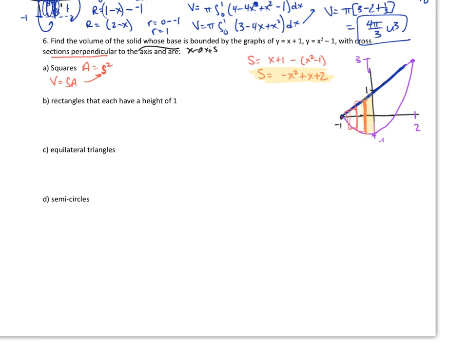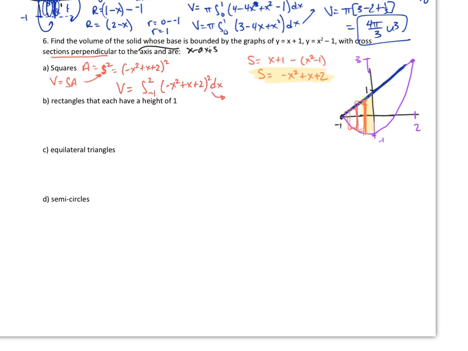So we've got side squared, so this means I'm going to take this negative x squared plus x plus 2 squared. That's the area. So the volume is going to be from negative 1 to 2. Notice there's no pi here. We're not rotating anything. We're just finding these squares that are coming out of the paper. And it's going to be the negative x squared plus x plus 2 squared dx.